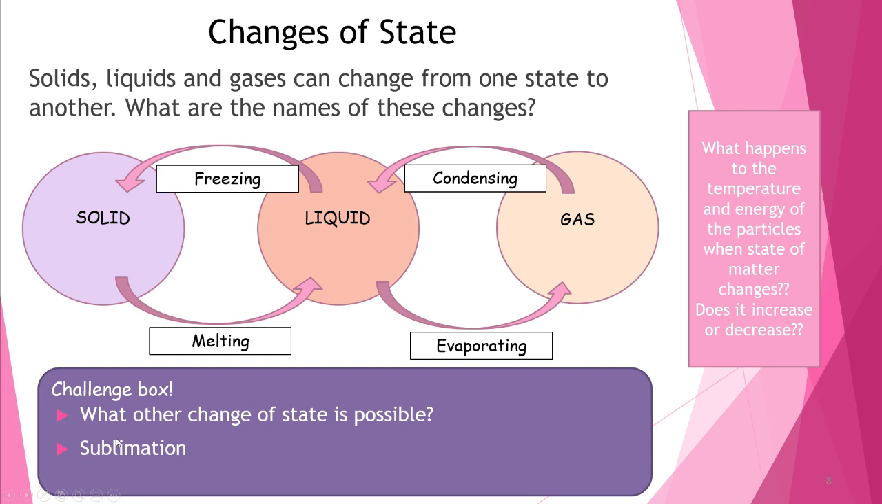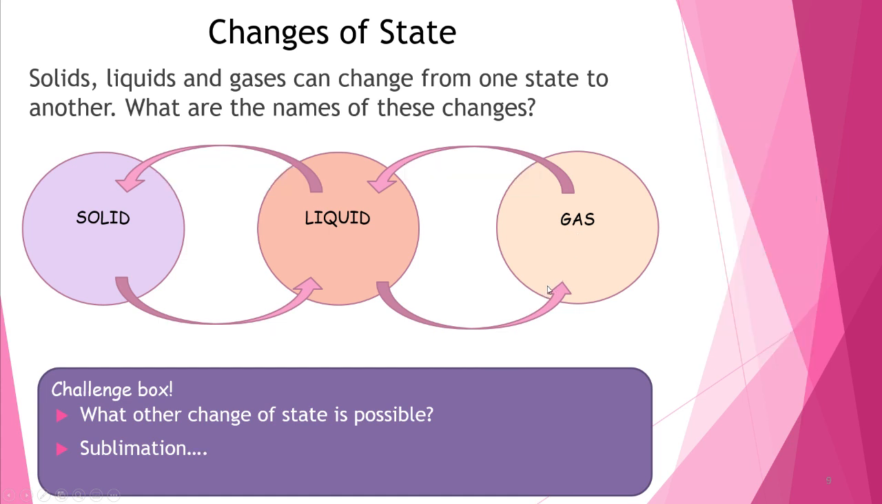I've also introduced a little challenge for you here. What other changes of state are possible apart from these? Is there anything else that is possible? Sublimation. If you've got a gas and you lose all the energy from the gas particles, and so they turn into a solid, that is sublimation. There is no liquid state. You reduce the energy out completely and it goes directly into a solid.